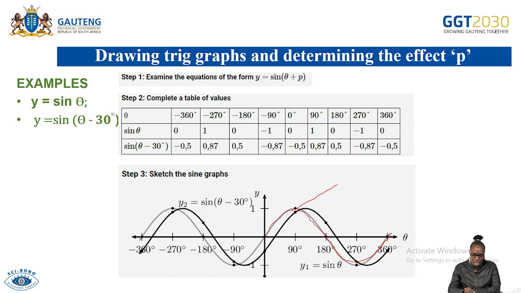The minute I shift it, remember I said when I say minus, theta minus, it's a positive shift. You will see the graph moving there. This is the graph of y equals sine theta minus 30. It has shifted 30 units to the right, and you can see that is a positive shift because I say minus. And if I say plus 30, y equals sine theta plus 30, you must know your graph is going to shift 30 units to the left.